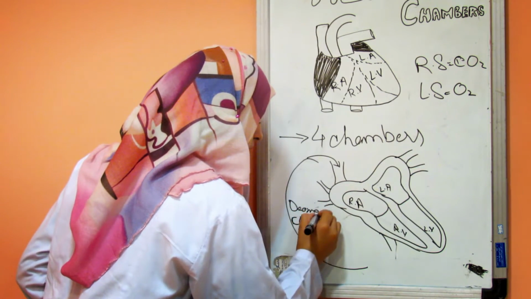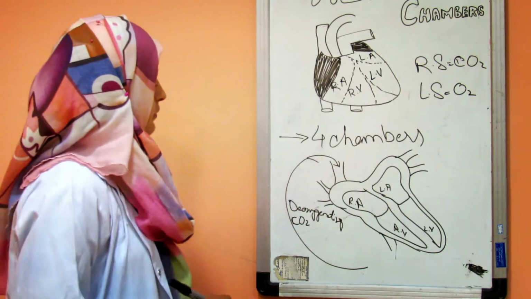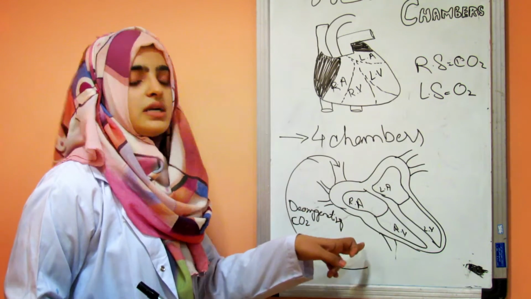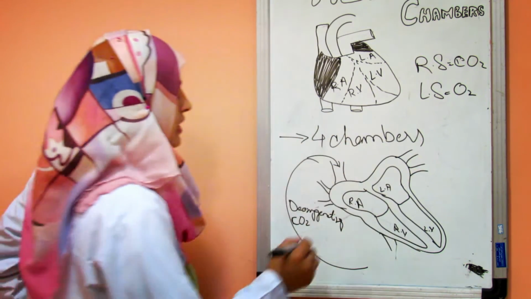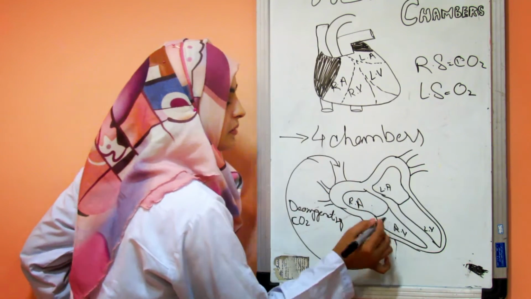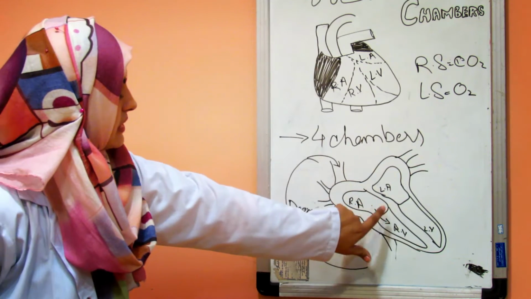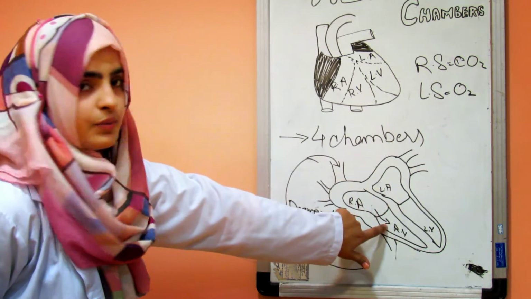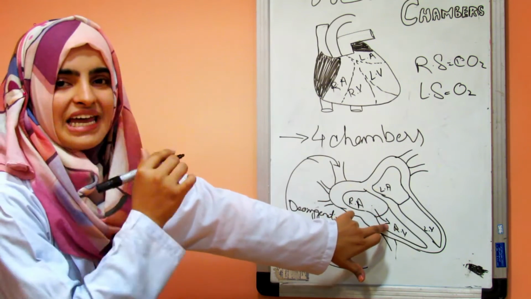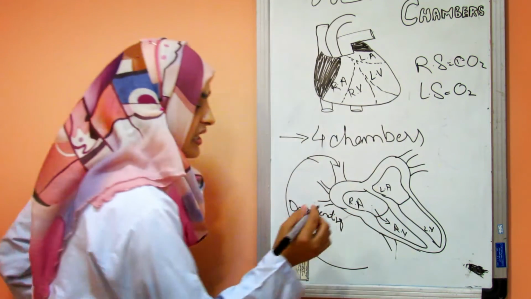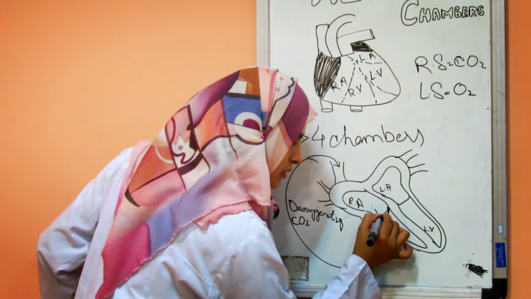Keep in mind, now we are discussing the right side of the heart. The right side of the heart carries the deoxygenated blood. From the whole body, the deoxygenated blood comes into the right atria, and the right atria pumps that blood into the right ventricle. There is a septum between the right atria and the right ventricle, and this wall has a valve that is called the tricuspid valve.